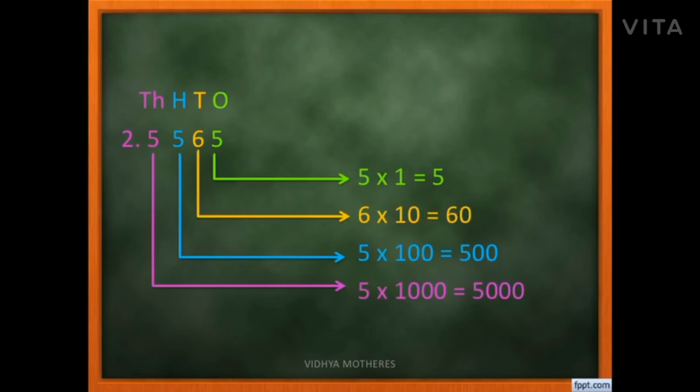Let's not confuse between place value and expanded form. In expanded form, we will see a plus sign in between the values. But in place value, we are just finding the values.